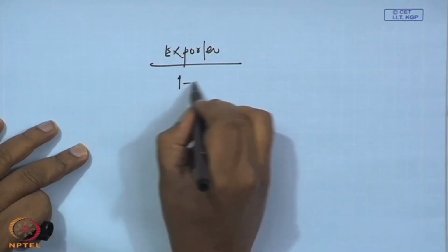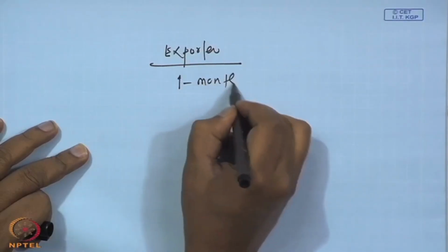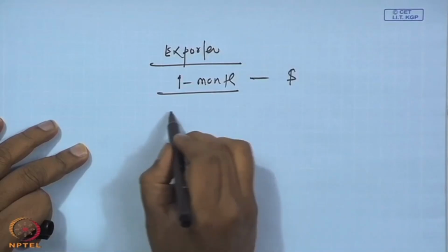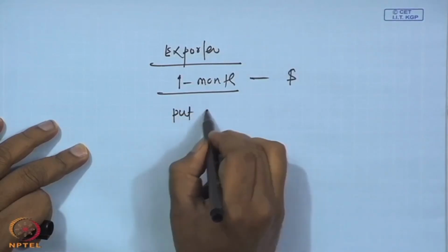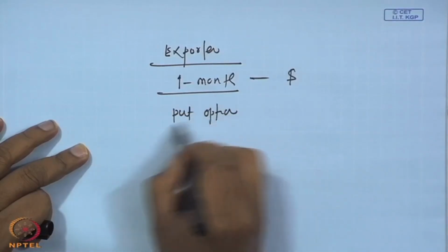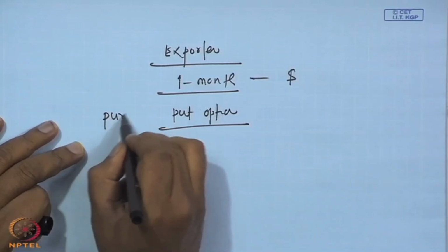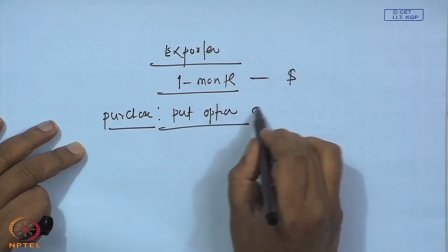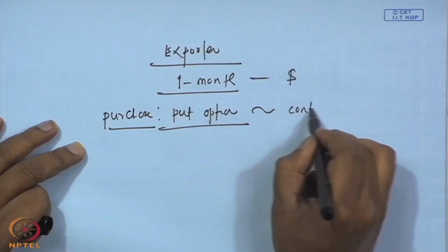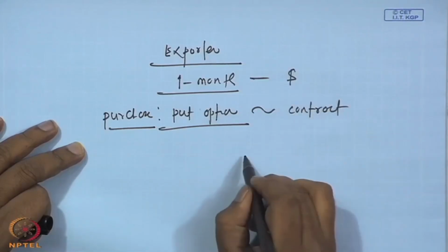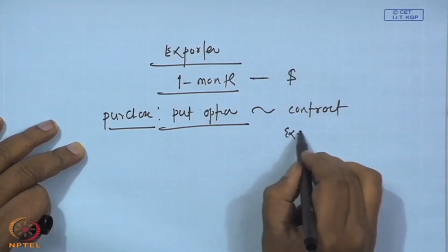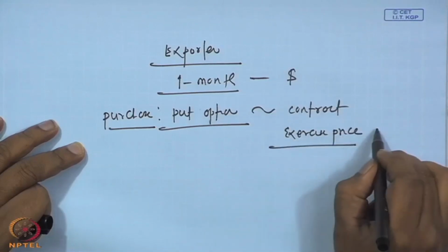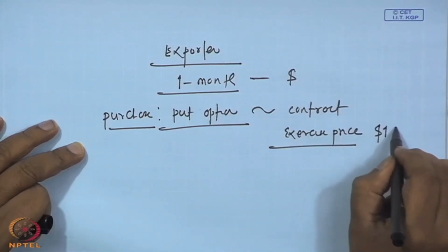After 1 month you are getting US dollars, and you purchase a put option. You purchase a put option and sign a contract with the put option seller. A contract of what? The exercise price or the strike price. That is, suppose you sign a contract at a certain price.